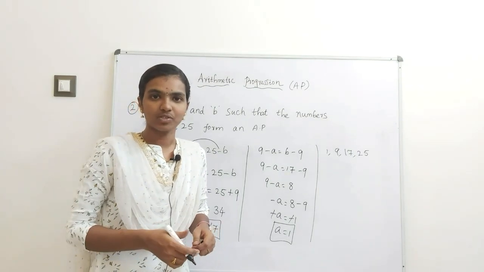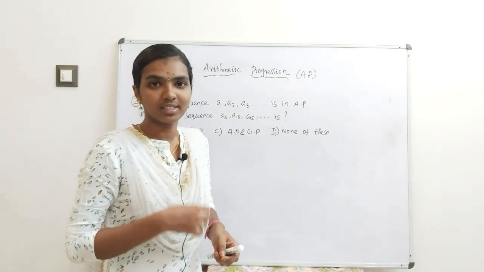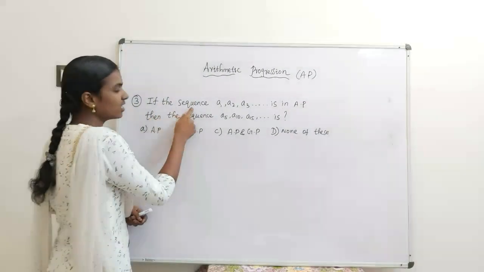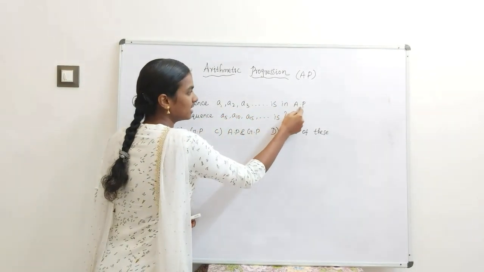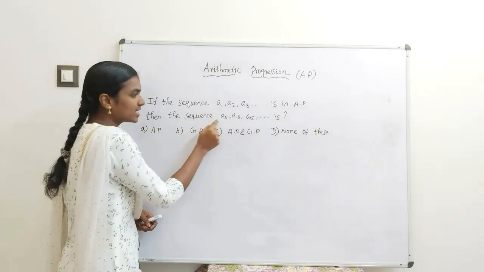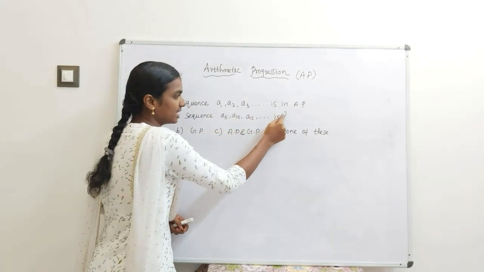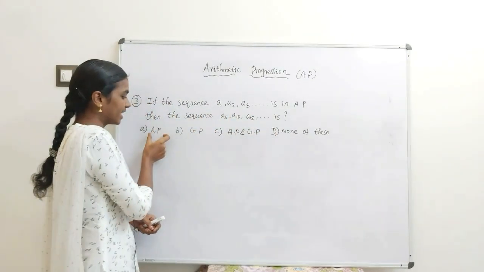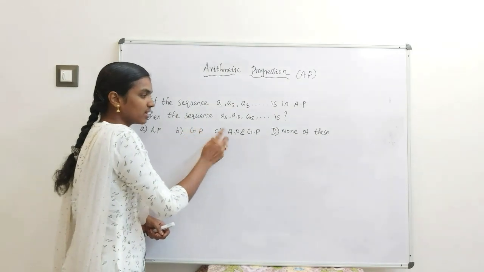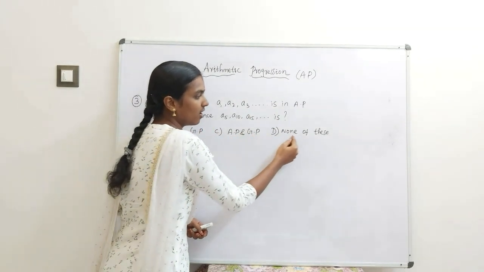So ready for the next question. The third question is, if the sequence A1, A2, A3 is in AP, then the sequence A5, A10, A15 is. So this series, whether it is an arithmetic progression, or geometric progression, or both arithmetic and geometric, or none of these.